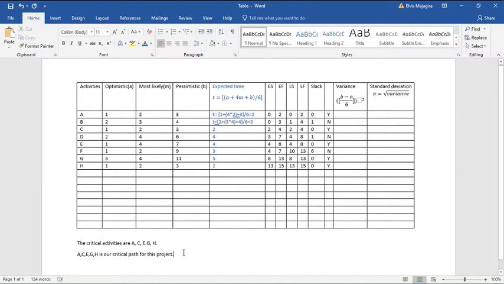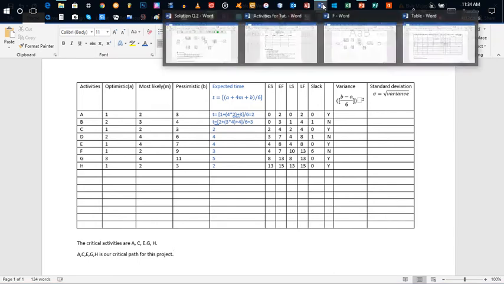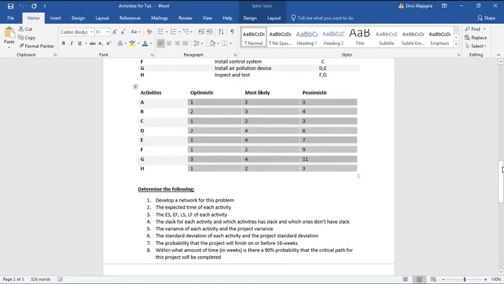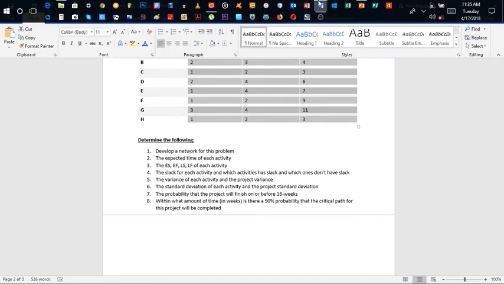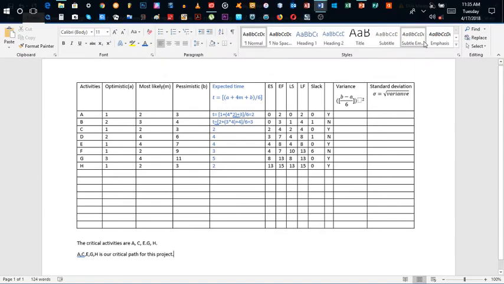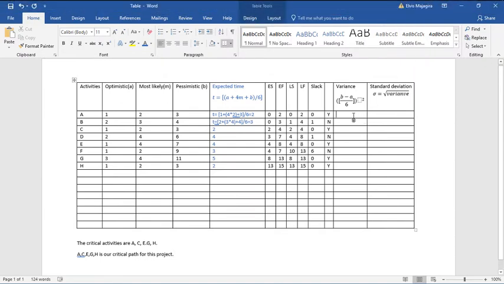Okay, by now I believe we know what a critical path is, and we see it is our critical activities. Let's go to the next question. Next question is the variance of each activity and the project variance. To calculate, we'll go into our table. The formula to calculate the variance is B minus A, you divide everything by 6, then you square the answer. The formula will be given to you at the test.